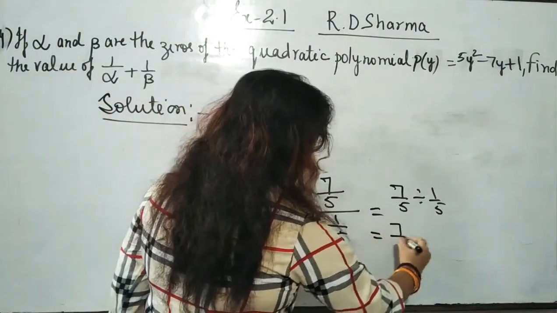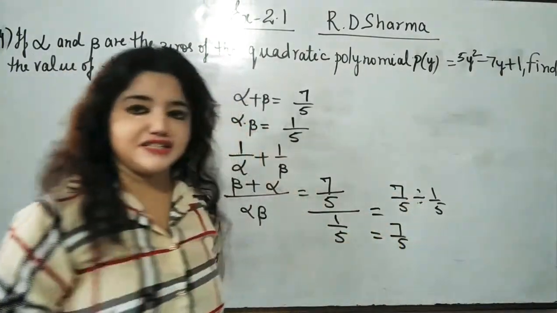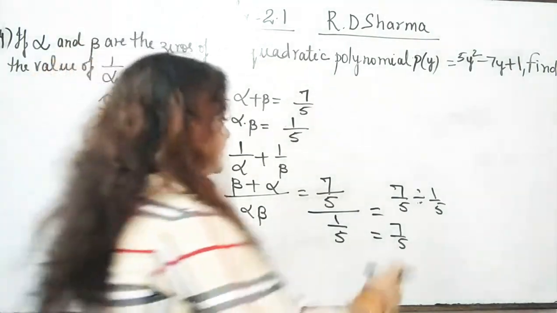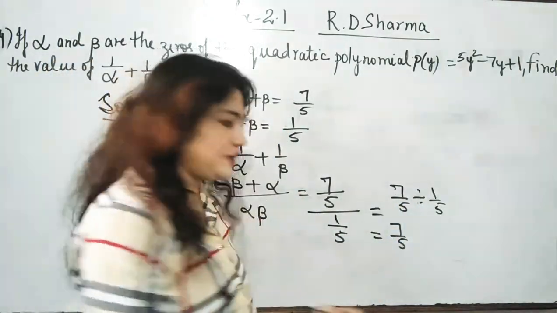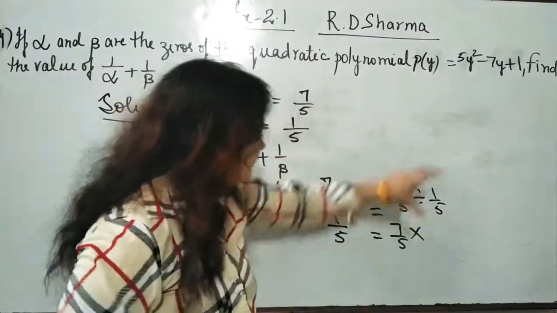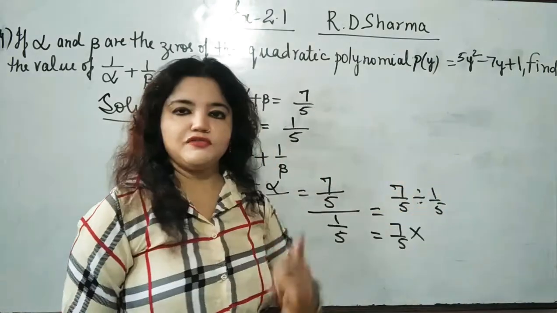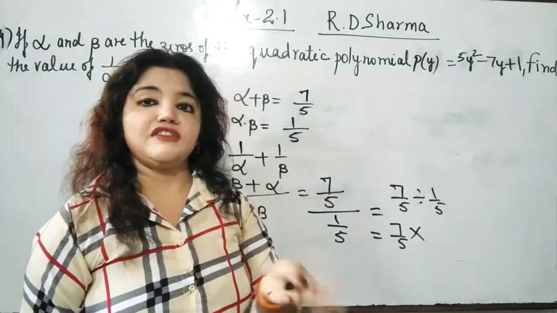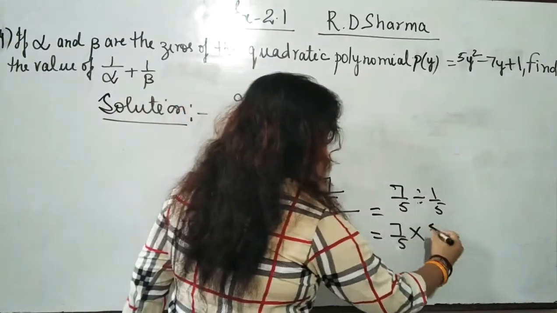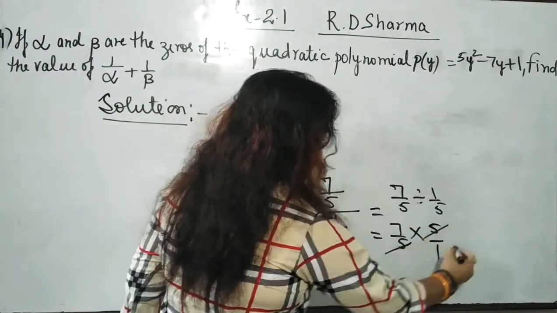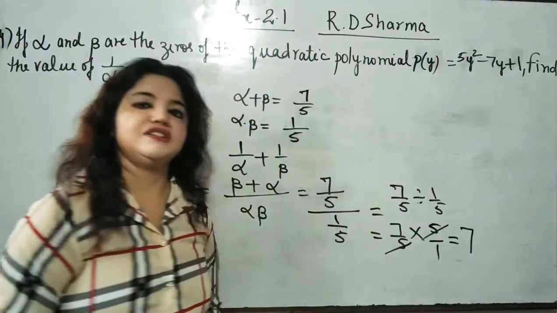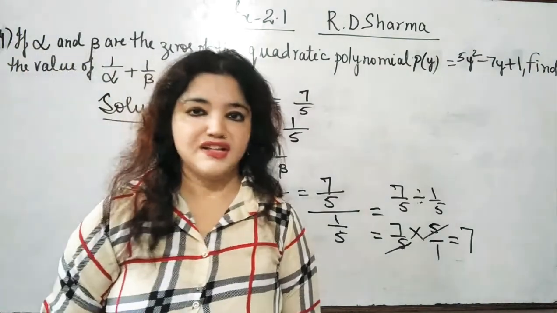Now we will do the reciprocal. How do we do the reciprocal? The division sign will be converted into multiplication, and we will reverse 1 upon 5, so 1 upon 5 will be 5 upon 1. The 5 cancels, and we have got the value 7.